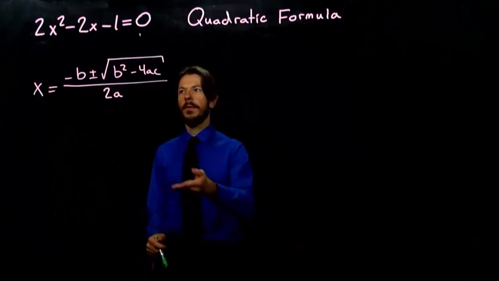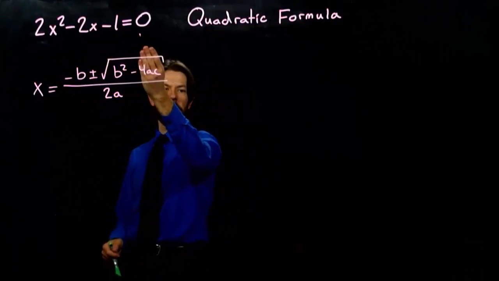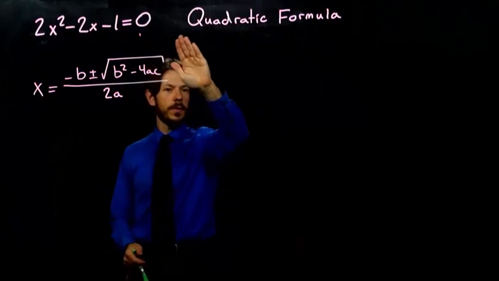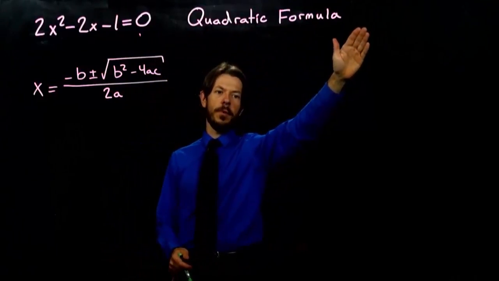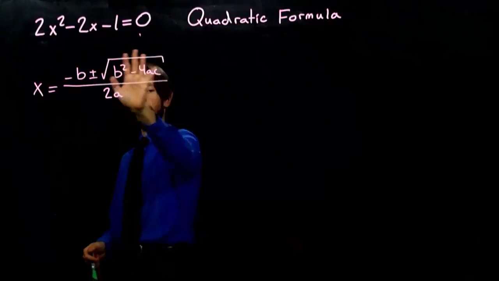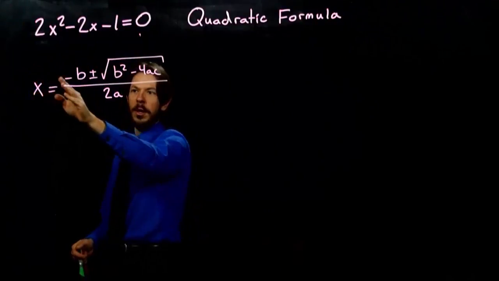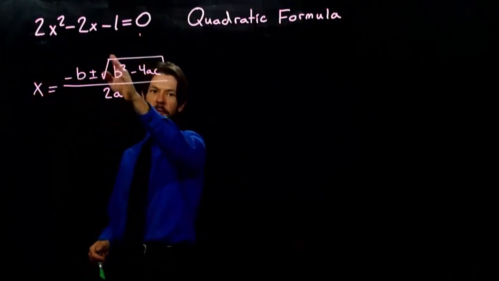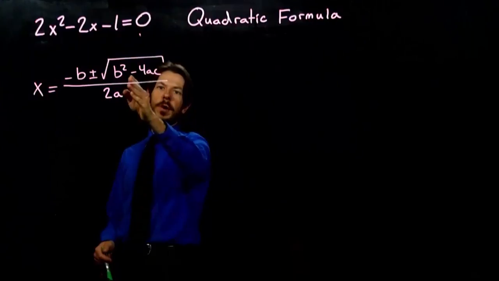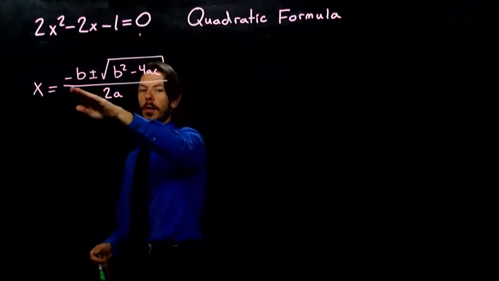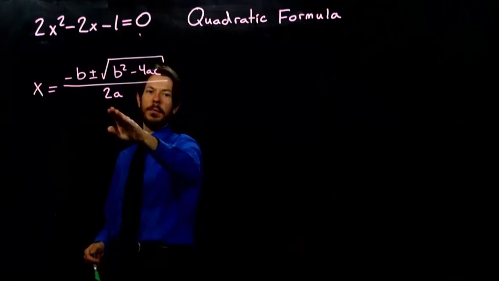Hey everyone, I've got this problem. We've solved it once already by completing the square. This time I want to take a look at the quadratic formula. I've got the quadratic formula written right here: negative b plus or minus the square root of the quantity b squared minus 4ac, all of this divided by 2a.